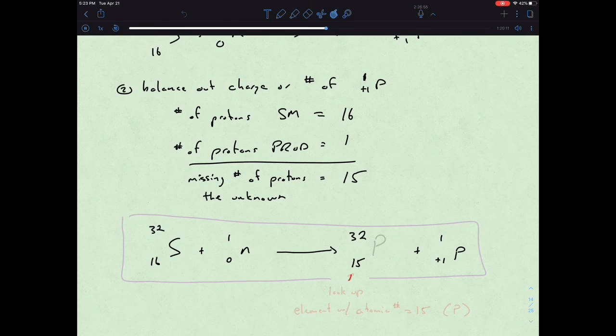And so now we can look up the element with atomic number equal to 15. And that would be phosphorus as our element. So that would be balancing of a nuclear reaction.